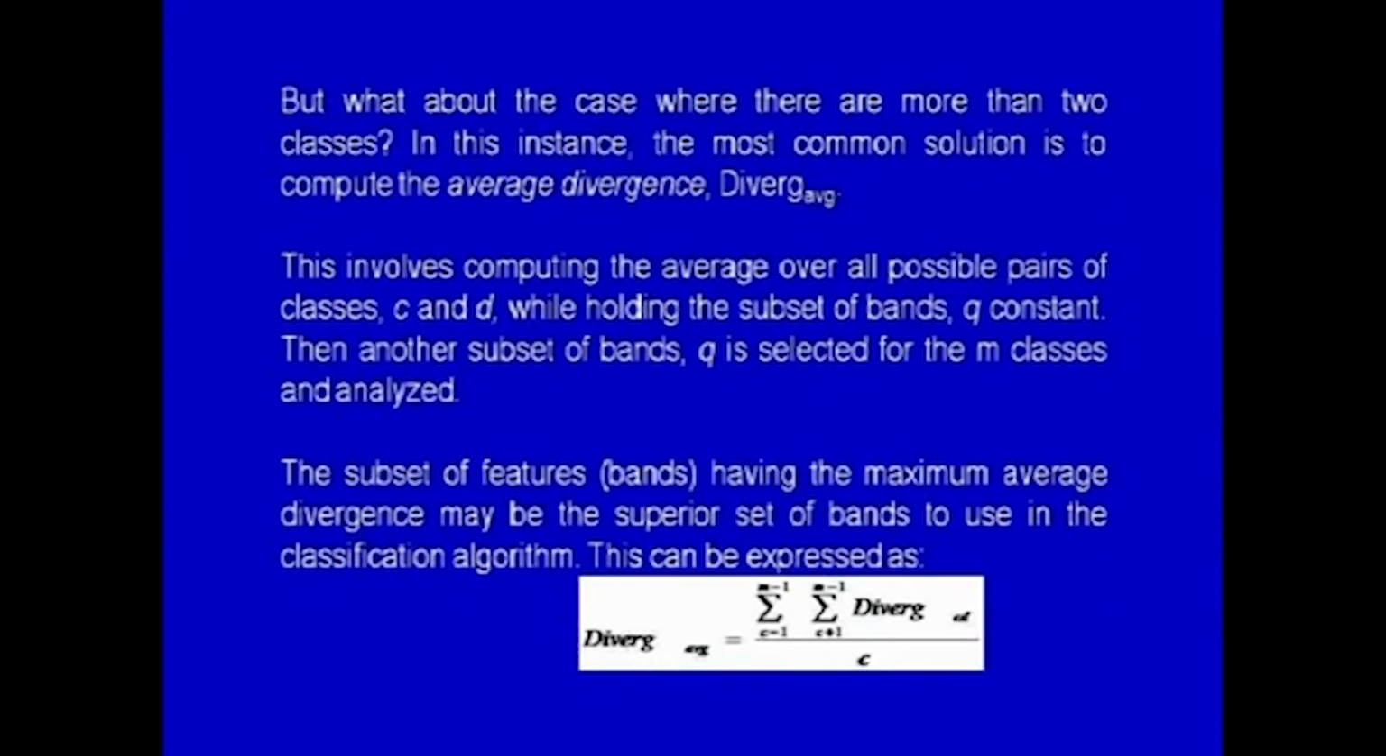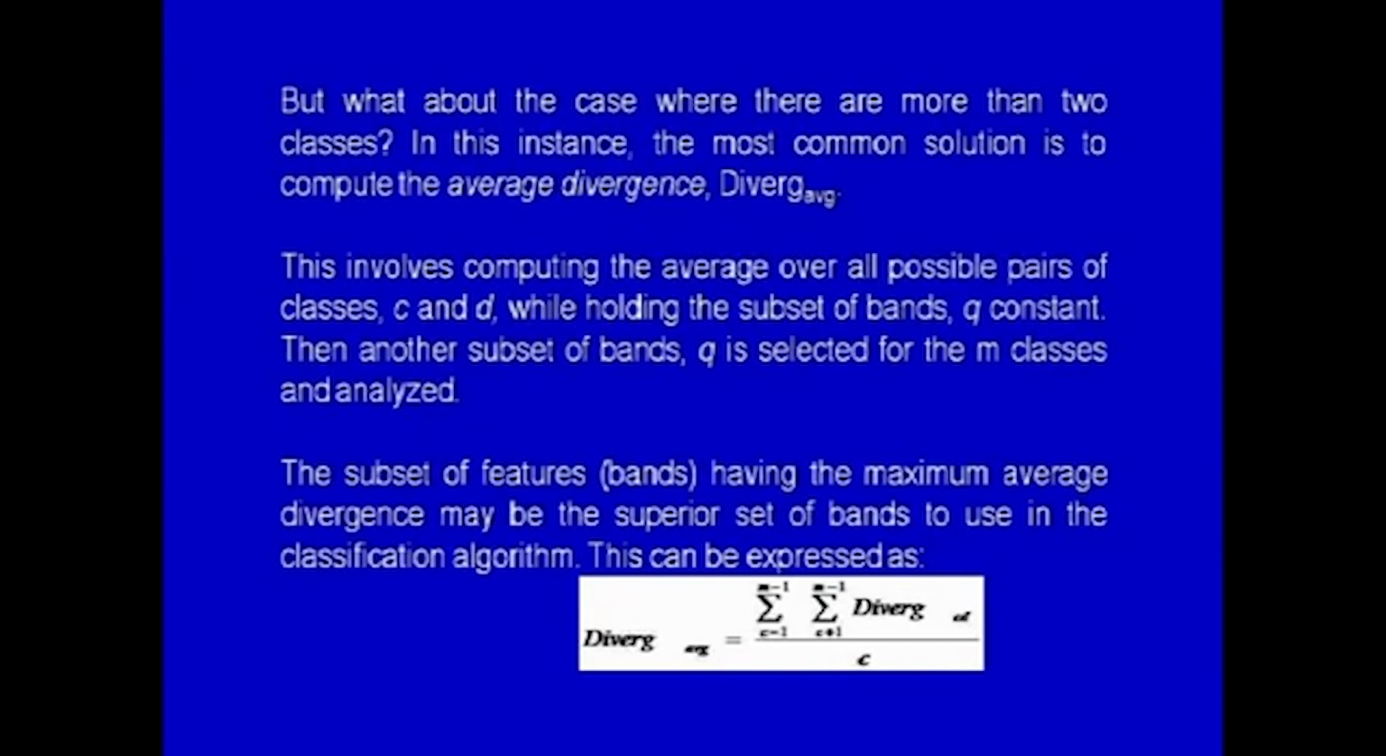But what about the case where there are more than 2 classes? In this instance, the most common solution is to compute the average divergence. This involves computing the average of all the possible pairs of classes of C and D, while holding the subset of bands Q as constant. Then another subset of bands Q is selected for the M classes and analyzed. The subset of features or bands having the maximum average divergence may be the superior set of bands to be used in the classification algorithms.